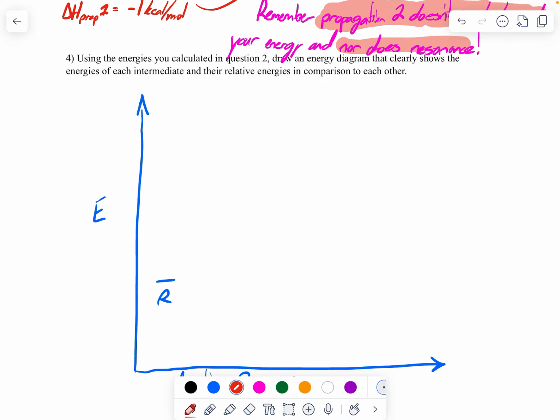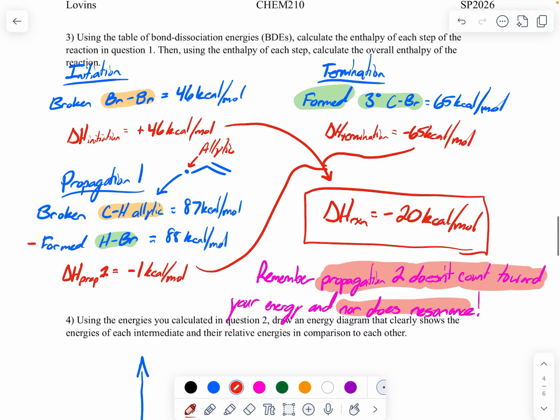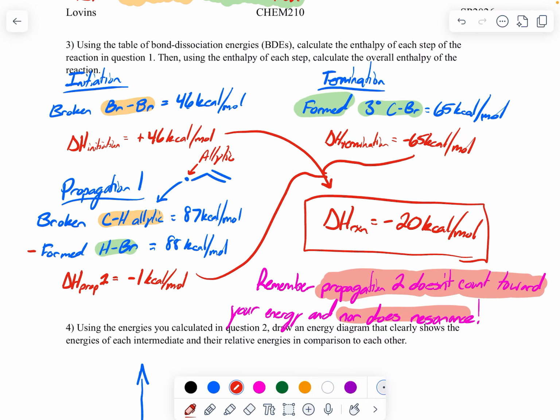How do we do this though? Well, the easiest way is if we take a look back at each of these steps. There's a reason I made you calculate step by step. It's because we can utilize each of these delta H's to give us an overall change, right? Take for example our initiation step. Now notice that after initiation, we have gone up 46 kilocalories per mole in terms of energy.